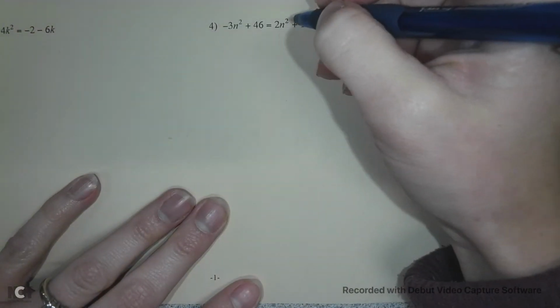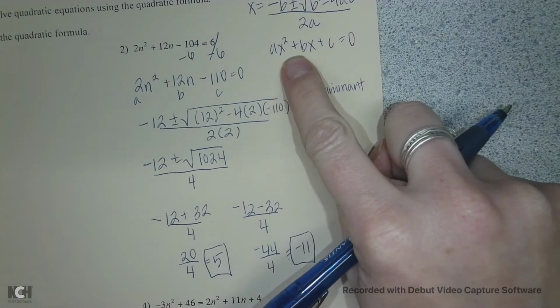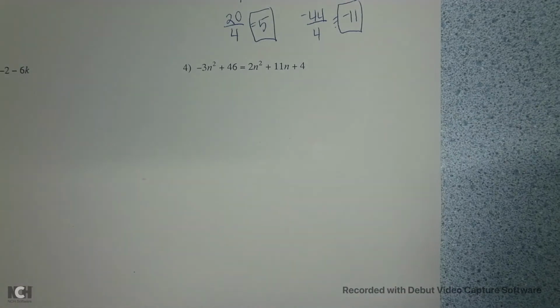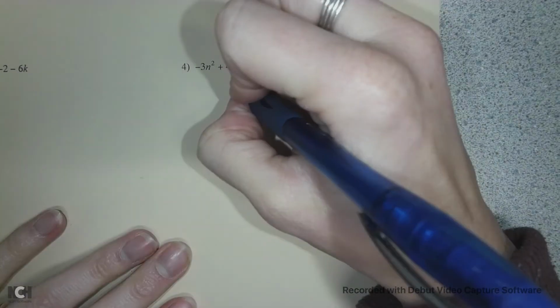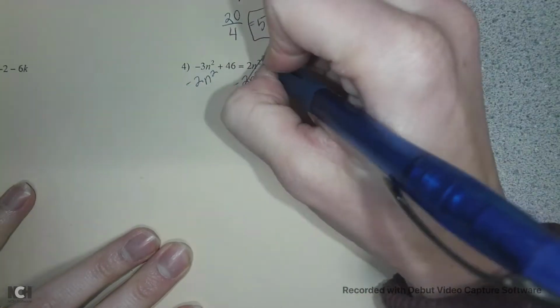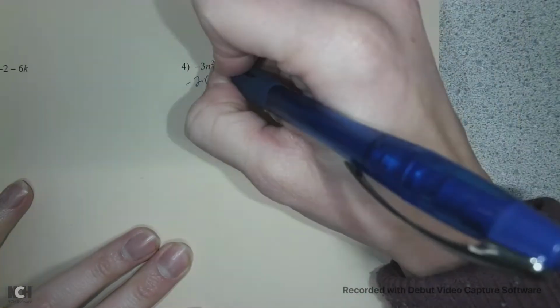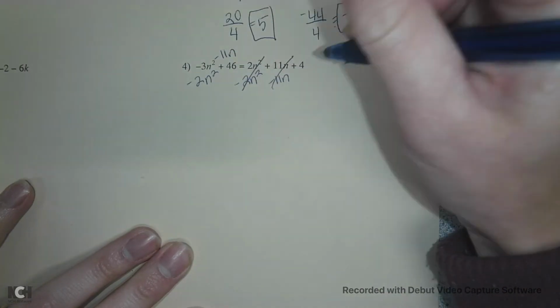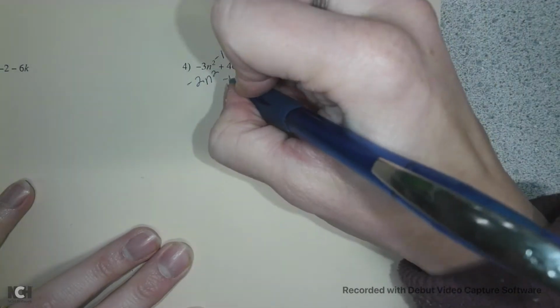Okay, this is not in the correct form. Remember, it needs to be in the form ax squared plus bx plus c equals 0. So we're going to move some stuff around over here first. We're going to start by subtracting the 2n from its like term. Then we minus the 11n. I don't have another n over here, so we're just going to put that over there. And then I got to minus my 4 from each side.